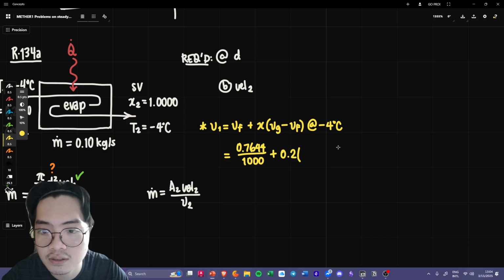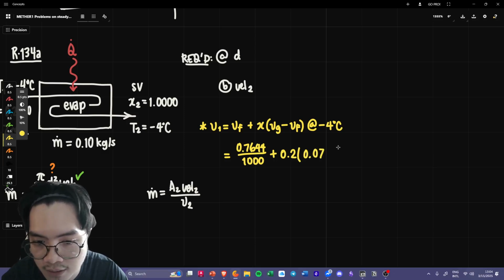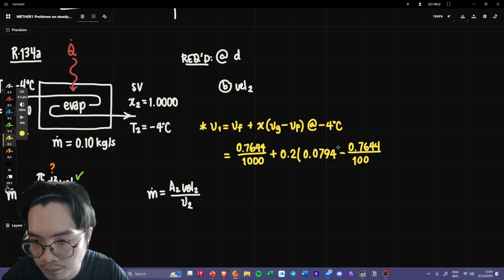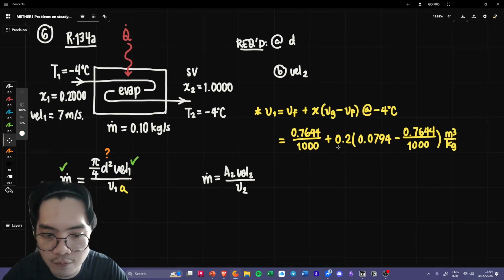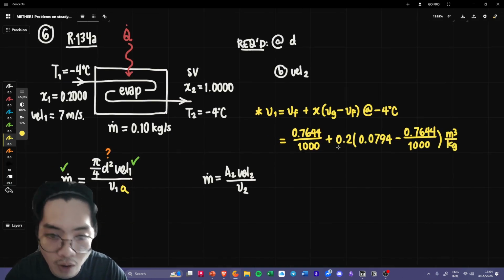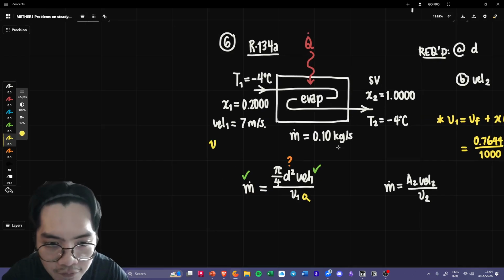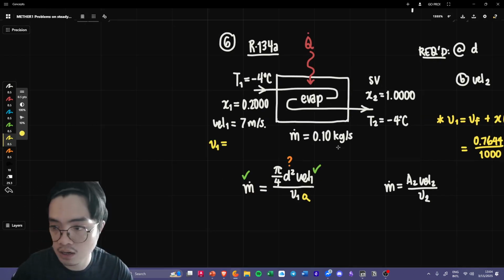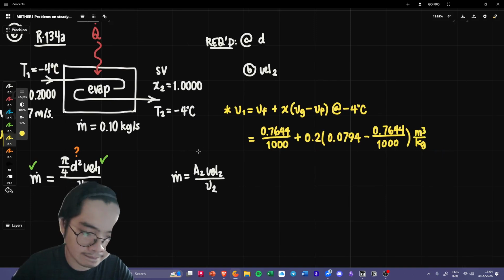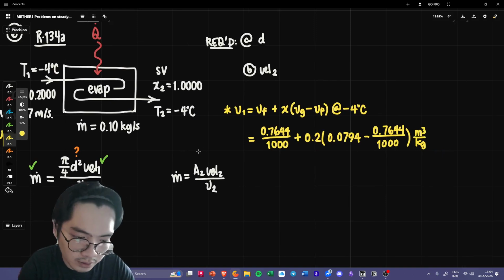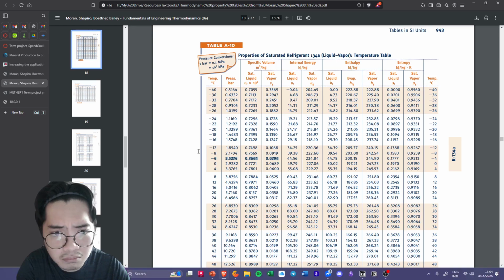0.0794. 0.0794 minus 0.7644 over 1,000. All of this should be in cubic meter per kilogram. Therefore, your value for V1 is going to be equal to, let me just compute this, 0.7644. Is that right? Yes.